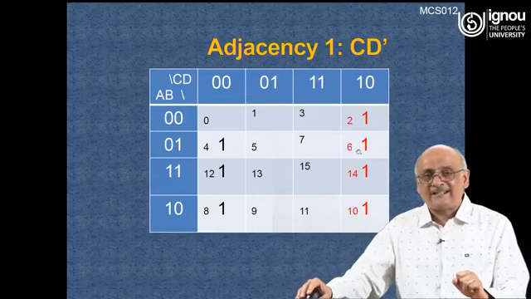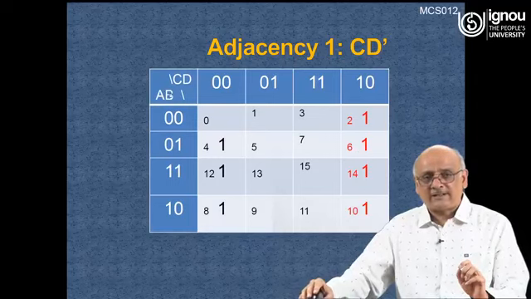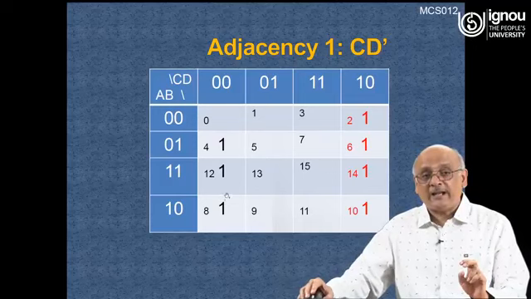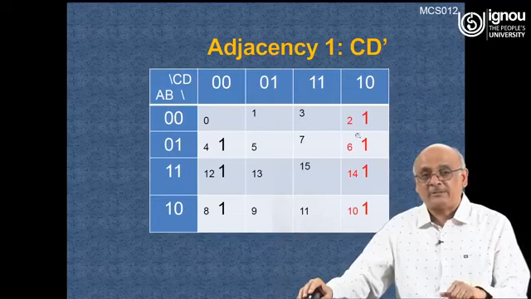Now note one particular thing: whenever you find 2 adjacent cells, the number of variables will reduce by 1. If we get 4, then the number of variables will reduce by 2 in the expression which we will get. And if we get 8, suppose there was a 1 here, then we would have got an adjacency of 8 including all these 4 and all these 4. In that case we will be reducing 3 variables.